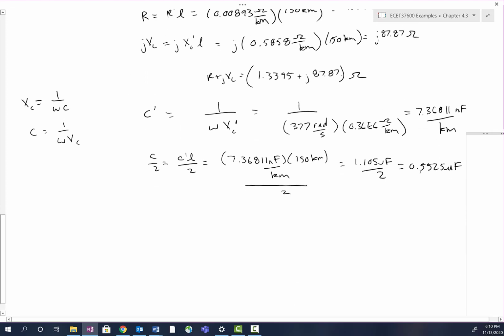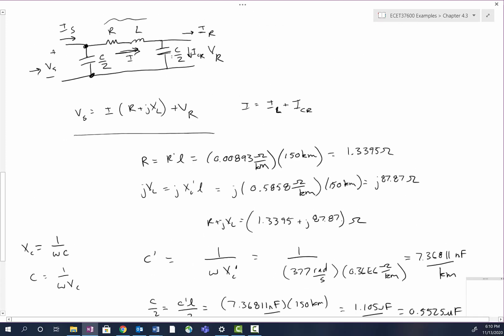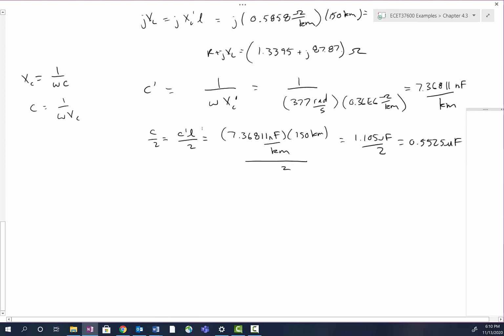Now to do that solution, if I want to know how much current's flowing here, I don't need a capacitance, I need a capacitive reactance. So I actually do want to calculate jX sub C over 2. And I want to caution you, the reactance of C over 2 is not equal to the reactance of C, divided by 2. Do not make that mistake. I see that so frequently. Work it out for yourself why that's not the case, but I promise you they are not.